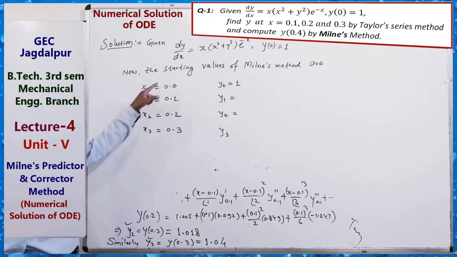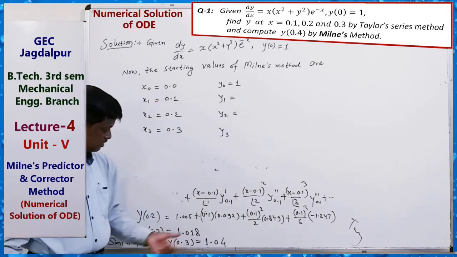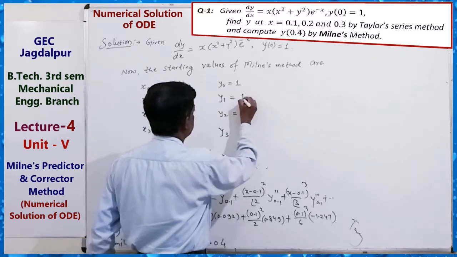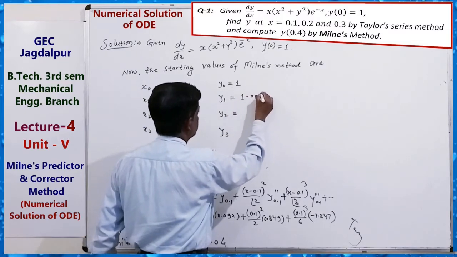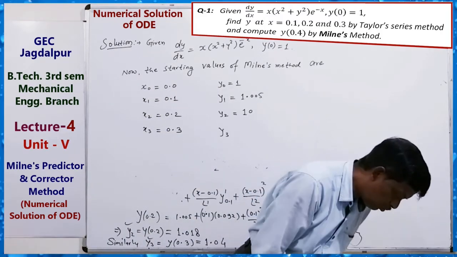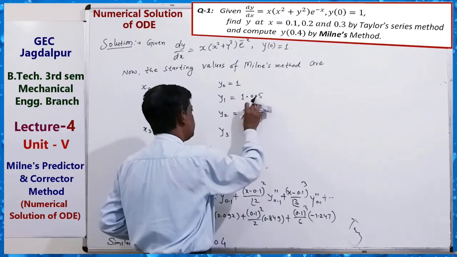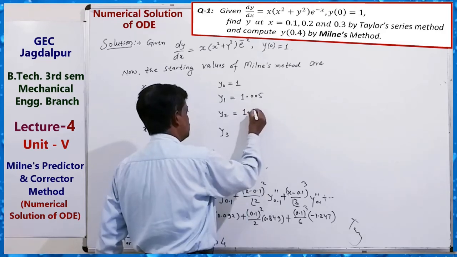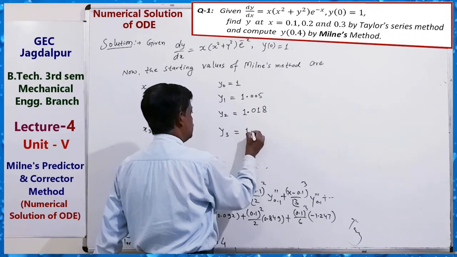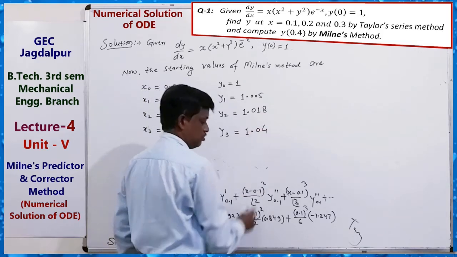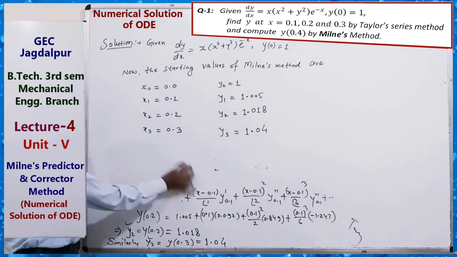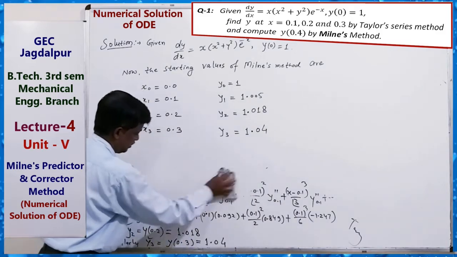Here, we have already found the values: y1 is 1.005, and second is 1.018, and 1.04. These are the values, just by the Taylor series method we are getting these values.